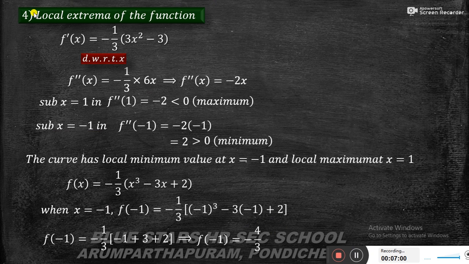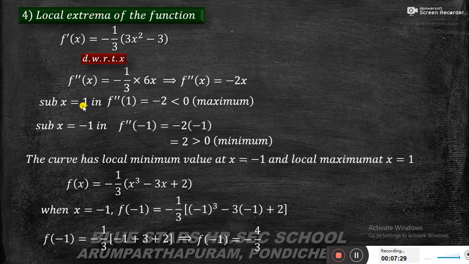Now the local extrema of the function. f dash of x equal to minus 1 by 3 into (3x square minus 3). Differentiate with respect to x again: f double dash of x equal to minus 1 by 3 into (6x, since differentiation of 3x square is 6x, and differentiation of minus 3 is 0). The 3 cancelled, therefore f double dash of x equal to minus 2x.